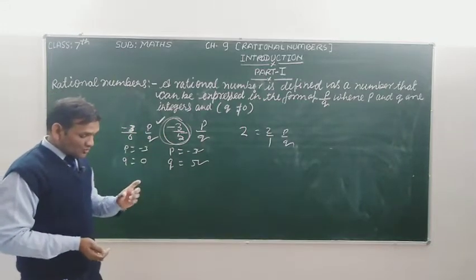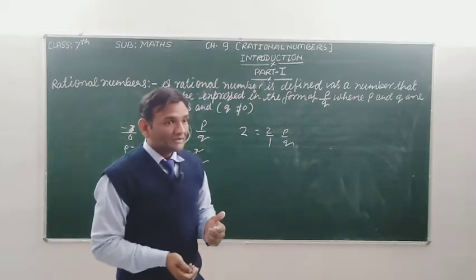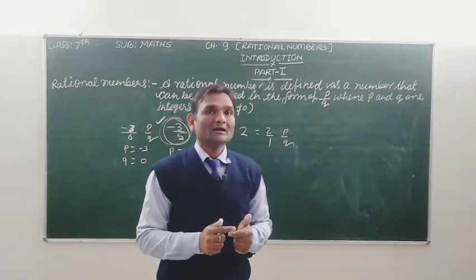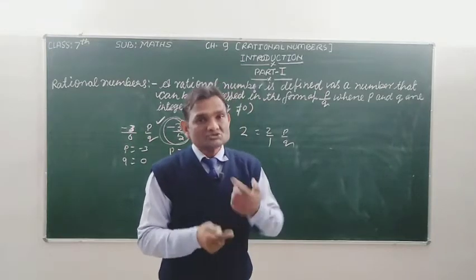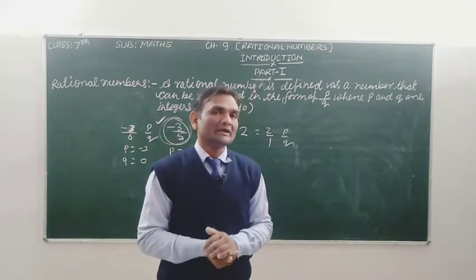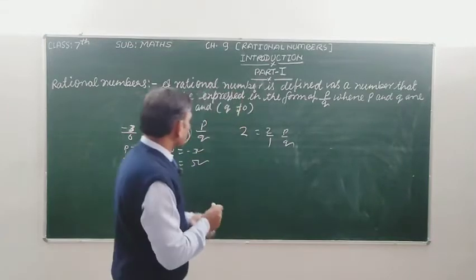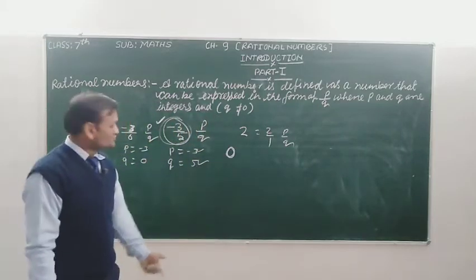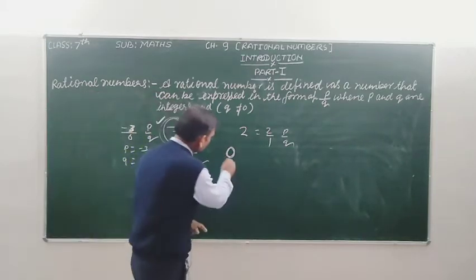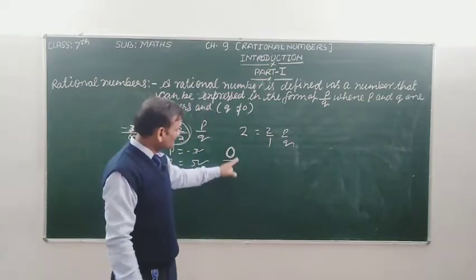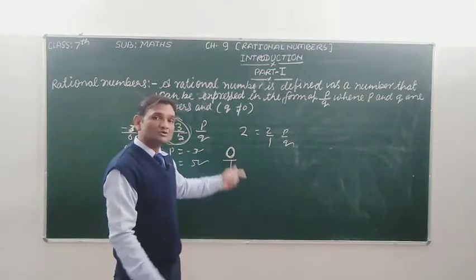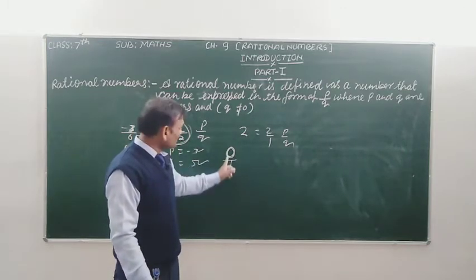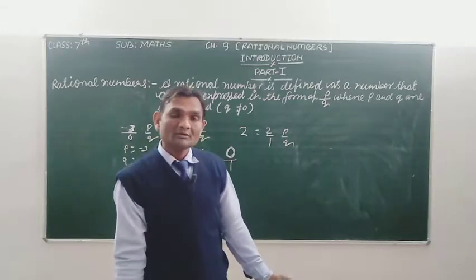So, students, one thing more you can say: every whole number is a rational number. सभी whole number जो होते हैं वो क्या होते हैं? Rational number होते हैं. I am writing 0. What is 0? 0 is a rational number. Why? Because we can write the denominator as 1, and by writing 1 as the denominator, the value of 0 is not changed. So, 0 is a rational number, and you know 0 is a whole number.